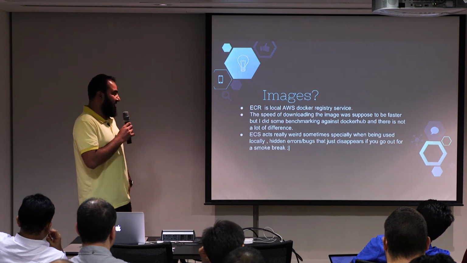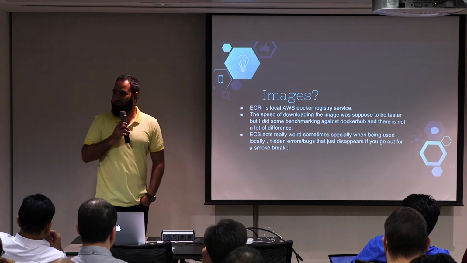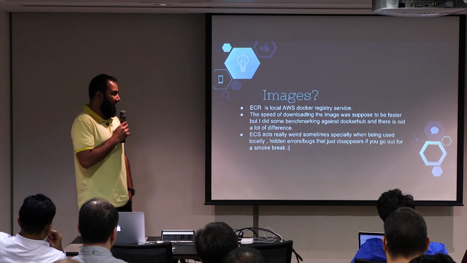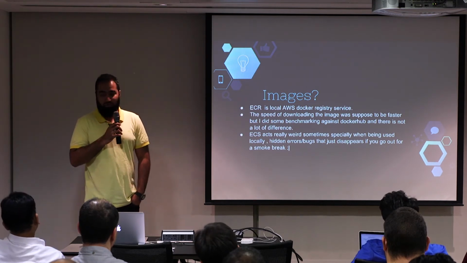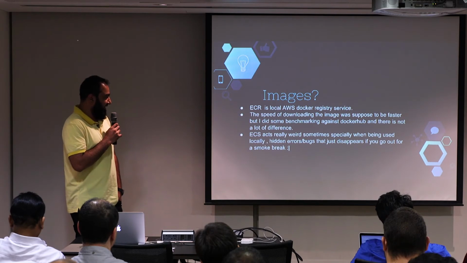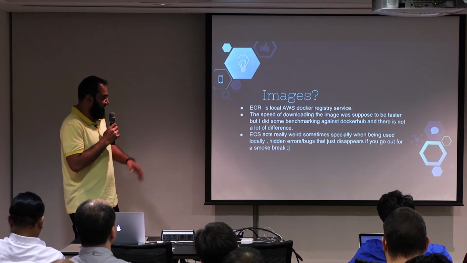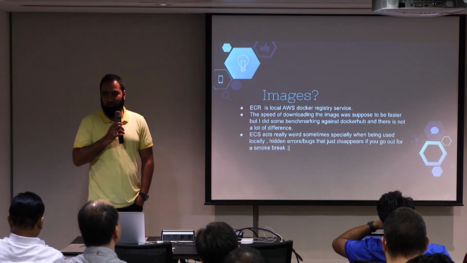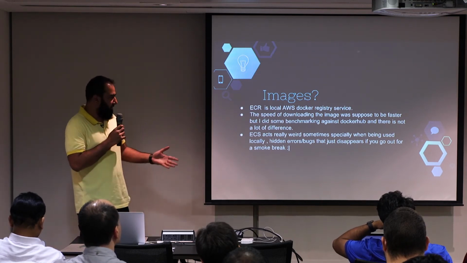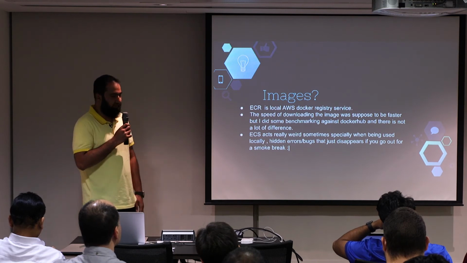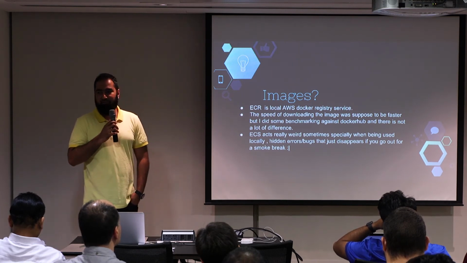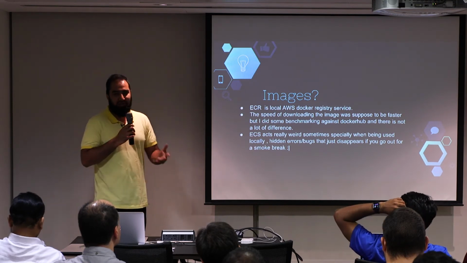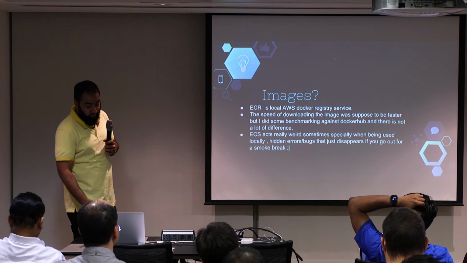So what imaging service or registry should you use? AWS provides a service called ECR, Elastic Container Registry, as a native service. But I did a bit of benchmarking on the speed of Docker Hub and AWS ECR, and it was actually not that much different. So I would suggest using your own AWS-hosted registry.